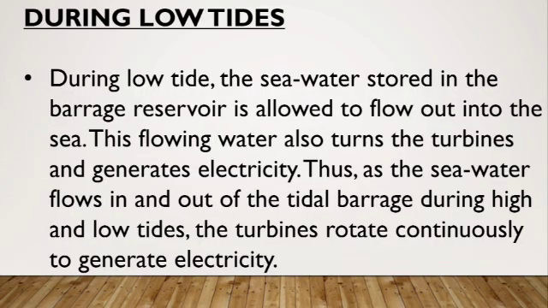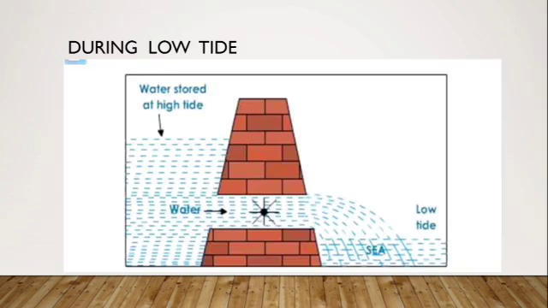During low tides, the seawater stored in the barrage reservoir is allowed to flow out into the sea. This flowing water also turns the turbines and generates electricity. Thus, as the seawater flows in and out of the tidal barrage during high and low tides, the turbines rotate continuously to generate electricity. In this layout, we can say that the water level of the reservoir is higher than the sea level. So the water from the reservoir flows out to the sea, the turbine rotates and it produces electricity.